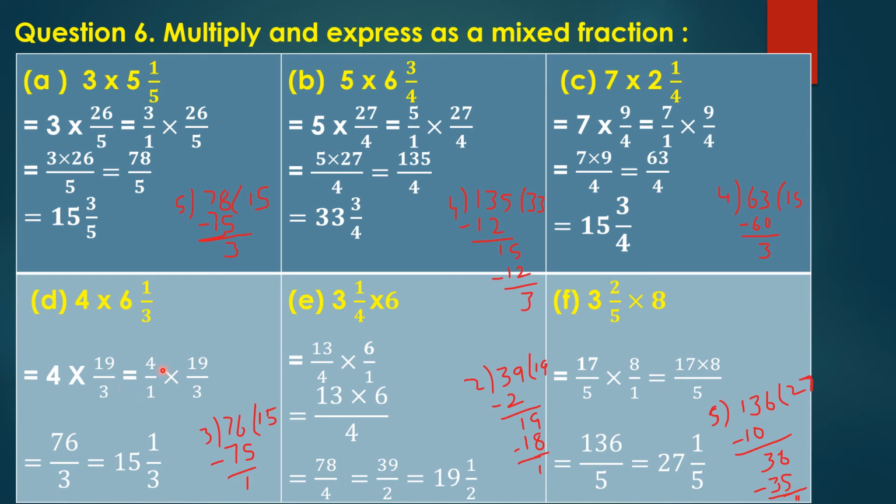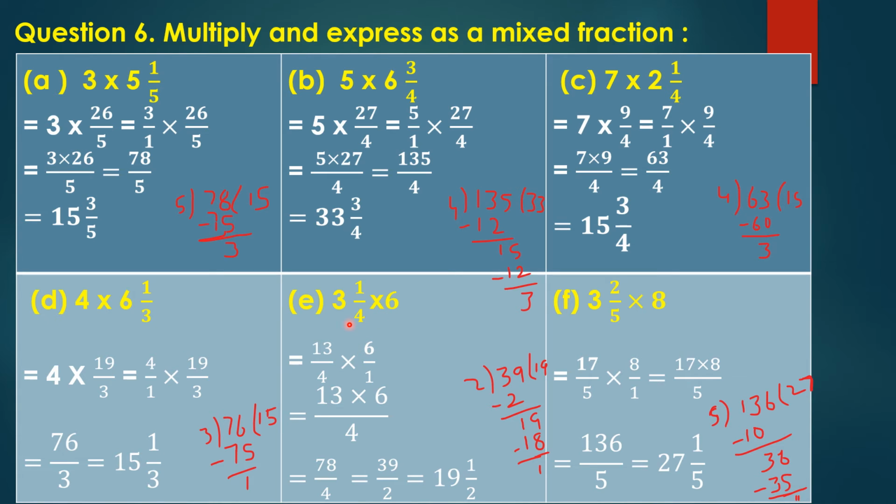Equal, now 4 by 1 into 19 by 3. What is 4 into 19? It is 76 divided by 3, equal 15 1 by 3, because 3 into 15 it is 45, 45 plus 1, 76 by 3. Next, 3 1 by 4 into 6.